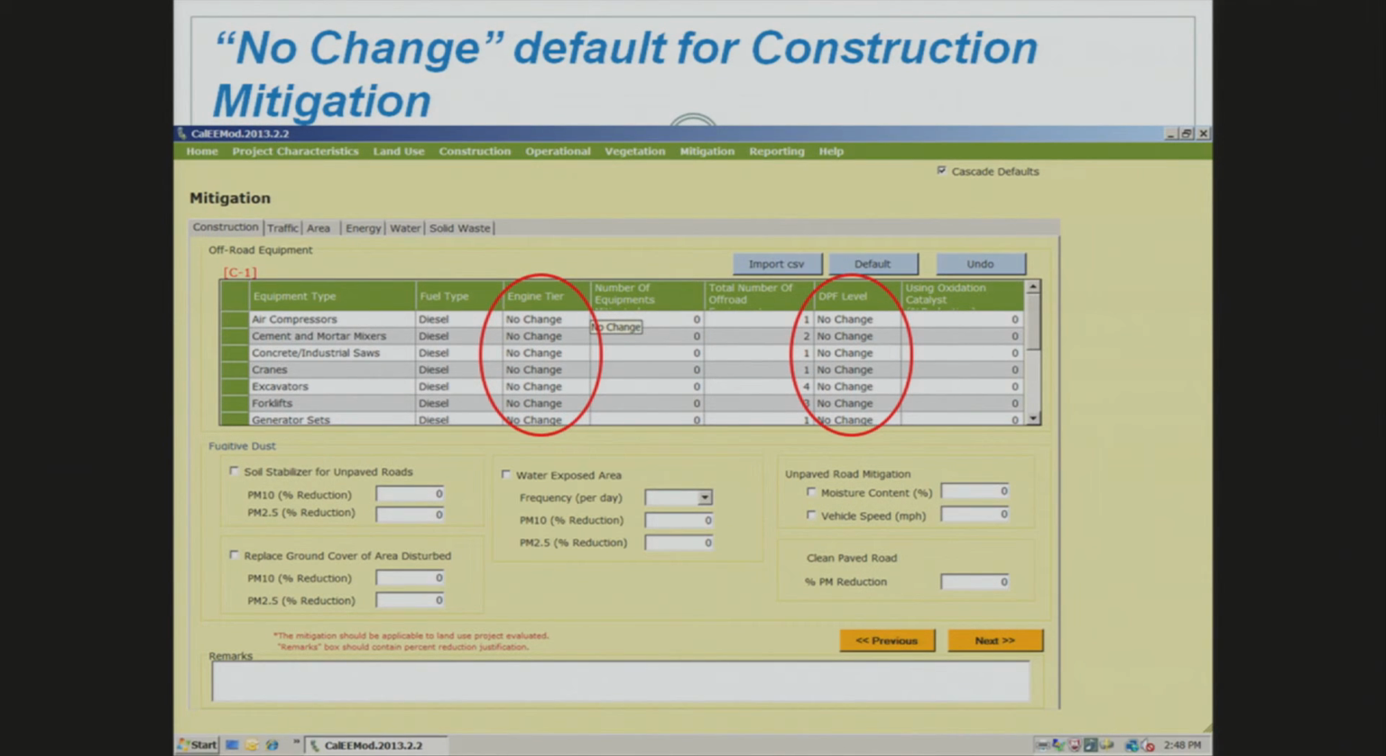This was an issue on the construction mitigation page that came up before. We were forcing everybody, if you were doing one tier on one piece of equipment, to change all of the list. So we've changed that to have a default there. So you can just go in and change that one piece of equipment that you want mitigated, and it will calculate appropriately.